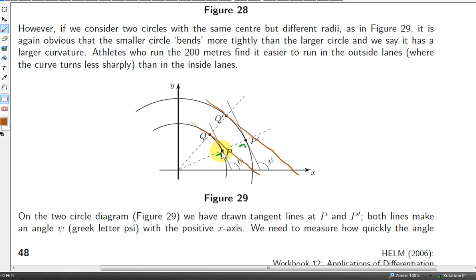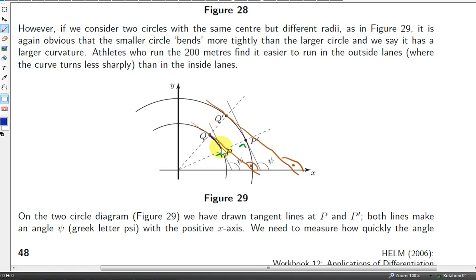Now, if we take the inner circle, as point P moves to point Q, this tangent line will turn through a certain angle, and when we get to Q we will have this tangent line here, and we'll have this angle made here. Let's just call this psi dot. Similarly for the outer circle, this angle here will be psi dot. Notice however that for the inner circle the tangents turn through a smaller distance for the given change in the angle. So the angle changes from psi to psi dot as we turn the tangents over a smaller distance.